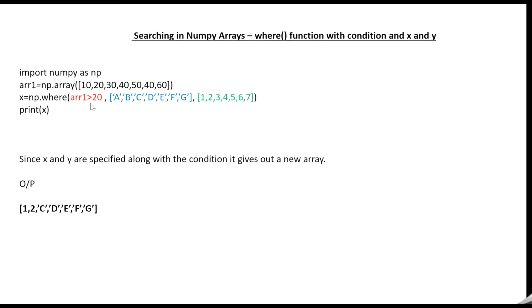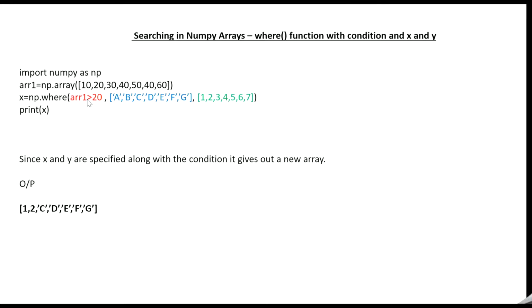If the condition is true, it will take from the x list. And if the condition turns out to be false, it will take from the y list. So the one in red is the condition, the one in blue is the x list, and the one in green is the y list. Since x and y are specified, now it no longer gives the index values, but it will give out a new array with new elements.